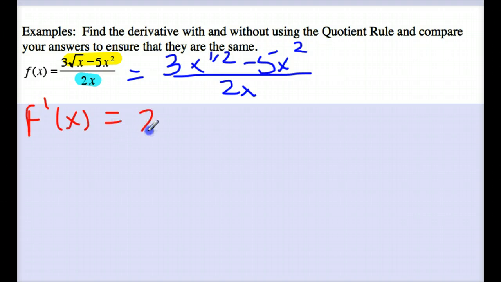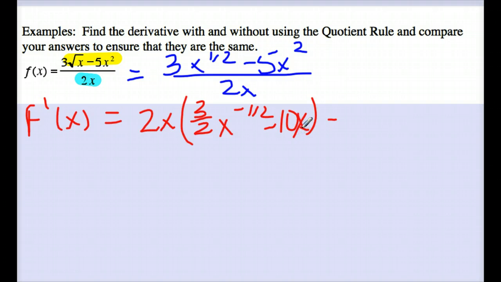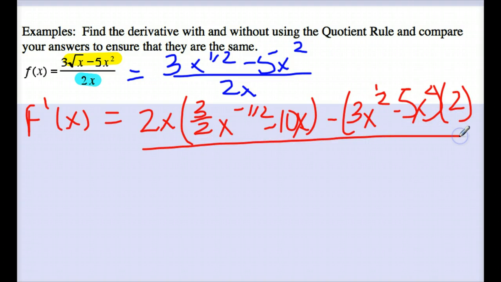is equal to the bottom times the derivative of the top, which is 3/2 x to the negative 1/2 minus 10x, minus the top, so 3x to the 1/2 minus 5x squared times the derivative of the bottom all over the bottom squared. Right? So if we simplify this, let's go ahead and see what we get.